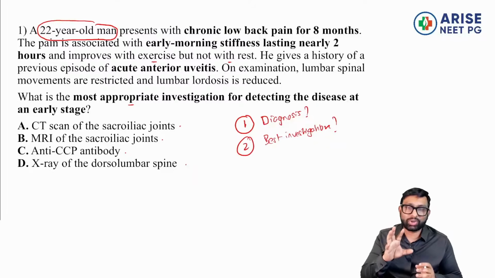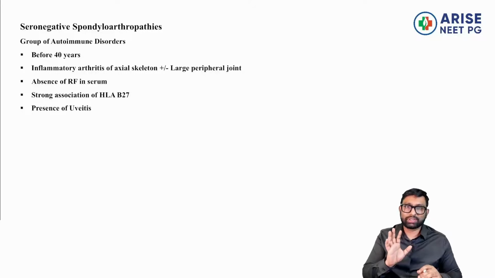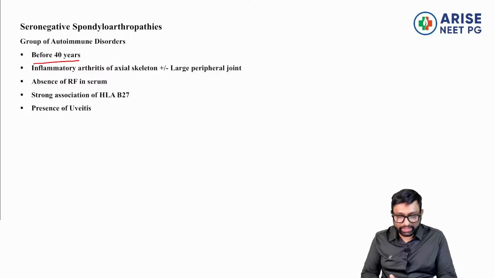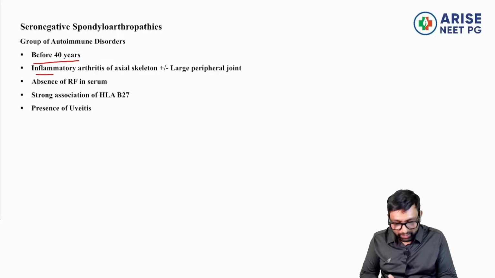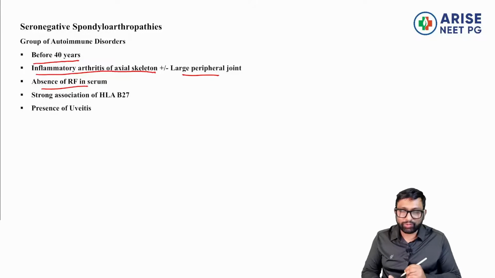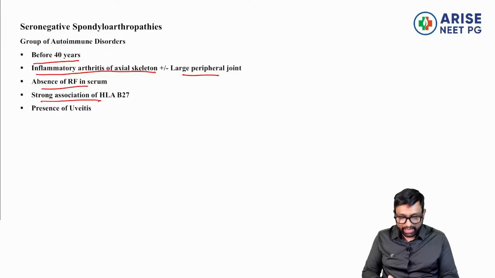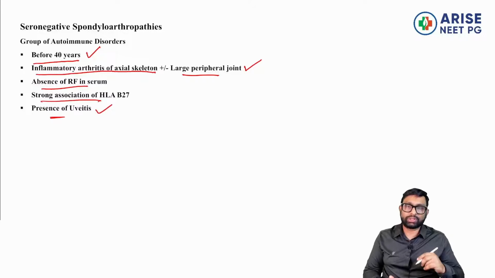Do you guys remember what seronegative spondyloarthropathy is? It is a group of autoimmune disorders which have a few things in common. That is, it occurs before 40 years. It is an inflammatory arthritis of the axial skeleton with some involvement of large peripheral joints. There is absence of rheumatoid factor. There is strong association of HLA-B27, and there is presence of uveitis. So our patient has this, our patient has this, our patient has this criteria. So this is a seronegative spondyloarthropathy.